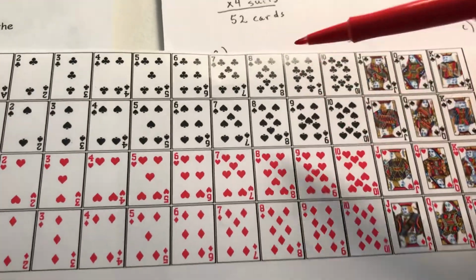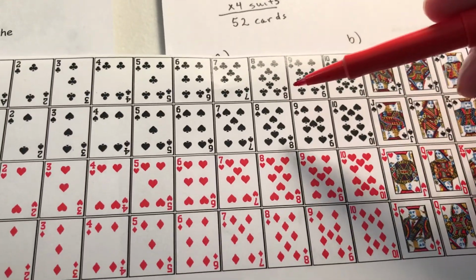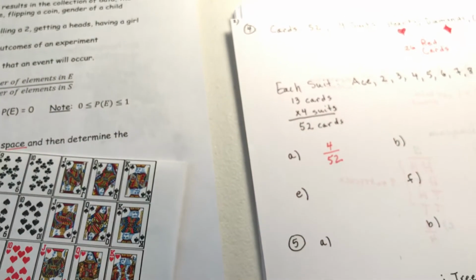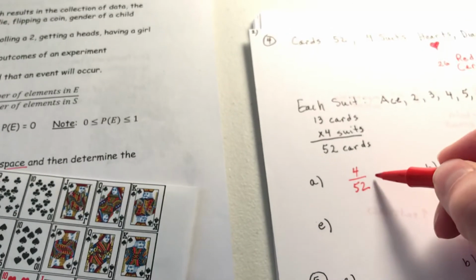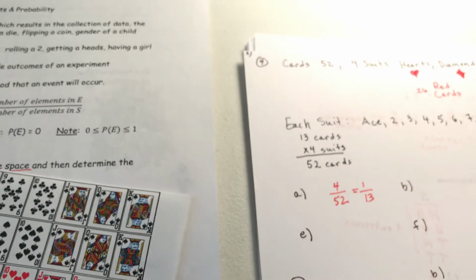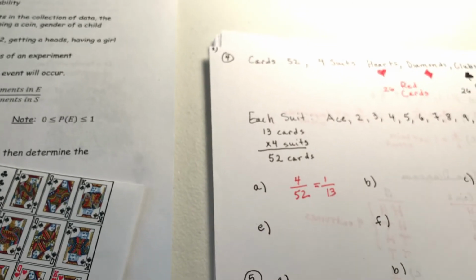And some of you don't need to do this. You can just go, oh, there are 4 8s out of 52. So I'm going to go 4 out of 52. Now I need to reduce that. That's going to be 1 out of, what would that be? 4 goes into 52, what, 13 times? 1 over 13. All right, I'll be back for the rest.